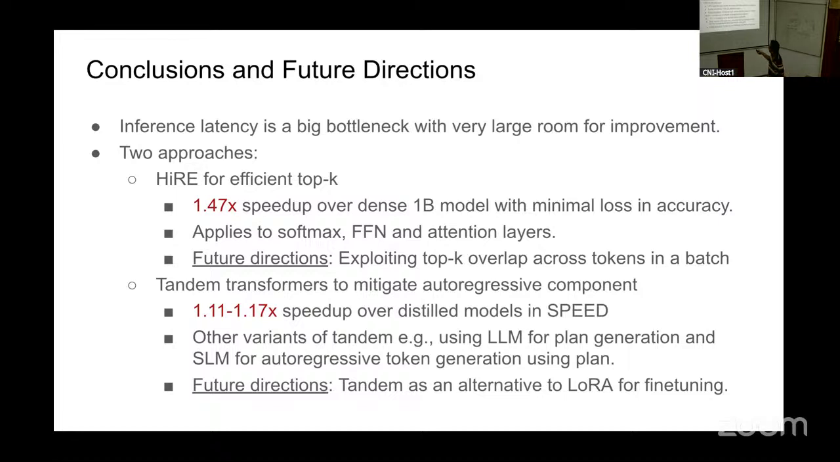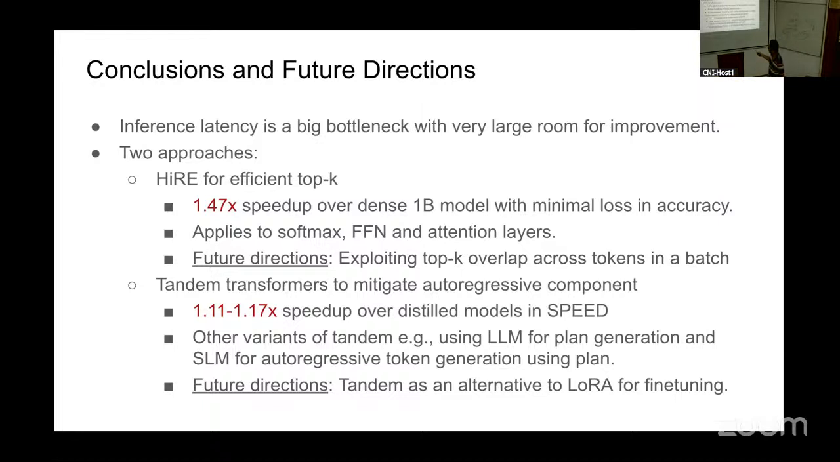In this talk, we particularly presented two approaches. One is called HiRE, which is specifically for efficient top K, which gets about a 1.5x speedup over a dense 1B model, and applies to all the layers. Some of the directions we could think about in this context are to exploit top K overlap across multiple tokens in a batch, and how we can make this more effective even for very large batch sizes.